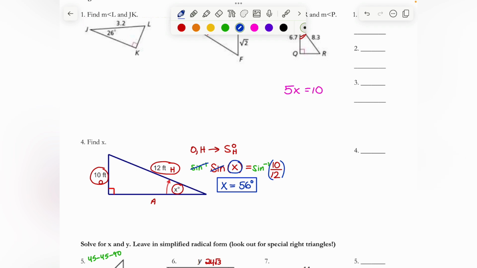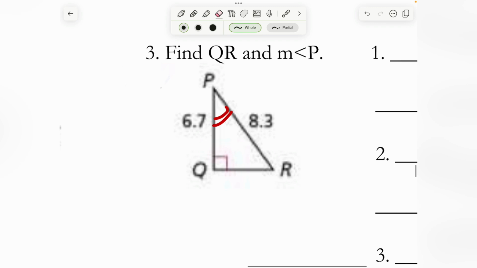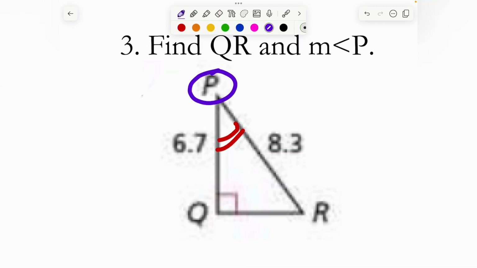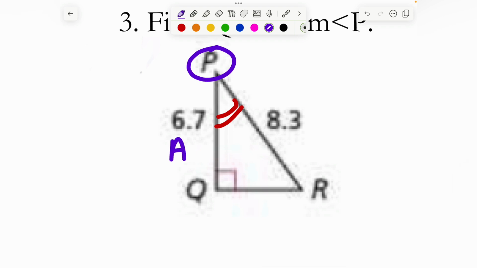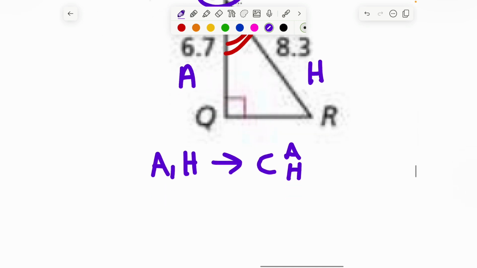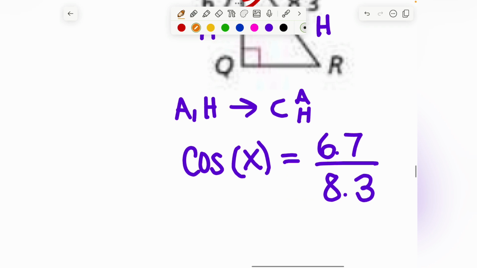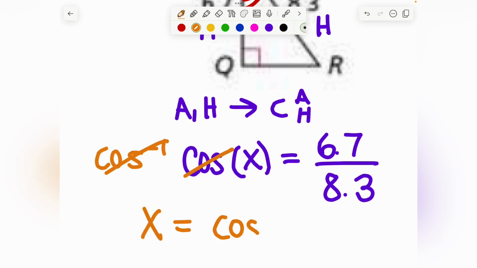Let's try that again up here. I'll go back to number 3. This is on worksheet 9. All right, so it says find the measure of angle P. From angle P, I have the adjacent side and the hypotenuse. So A and H means cosine. So cosine of the unknown angle, I'll call it x, equals adjacent 6.7 over hypotenuse 8.3. And what I need to do is cancel out cosine. So I'm going to inverse it, and then I have to inverse the other side.